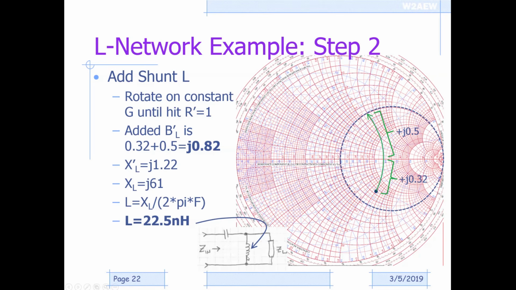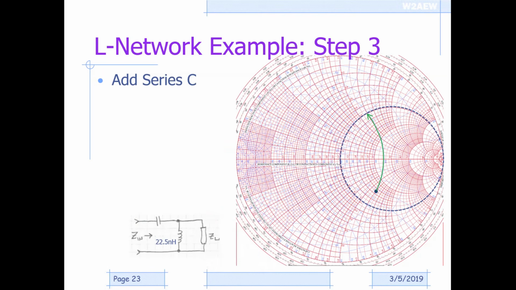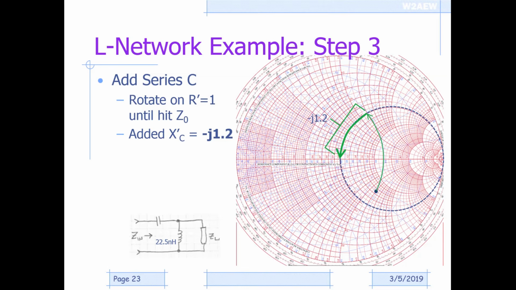So now I know the inductor value for my matching network. The next step is we want to add our series capacitor to rotate down to the center of the Smith chart. If we add that value in there, we can see that I've moved by a normalized capacitive reactance value of 1.2. If we unnormalize that, I've got a capacitive reactance of 60 ohms. And again, knowing our operating frequency, we can calculate a capacitor value, in this case of 6.14 picofarads.